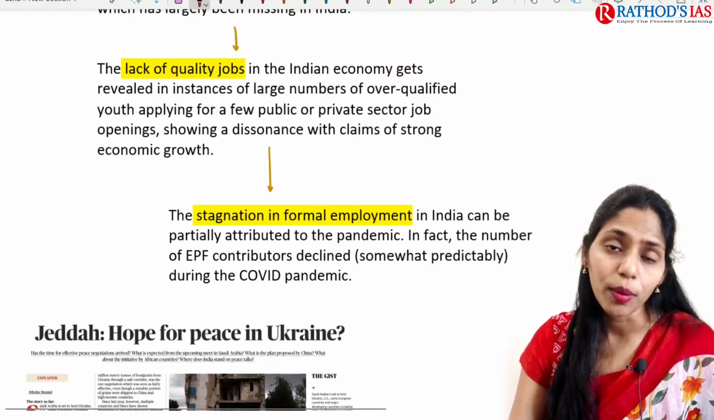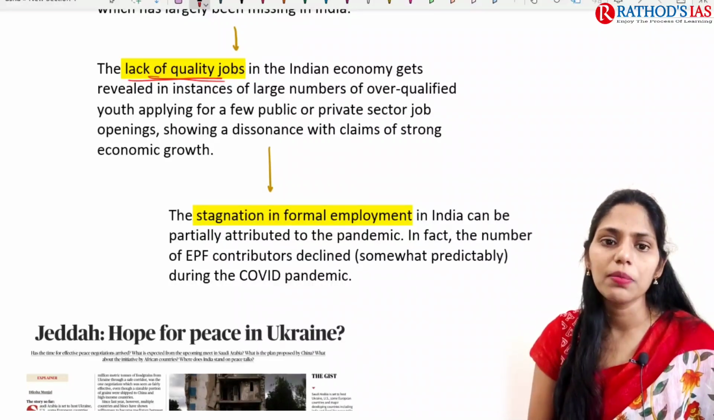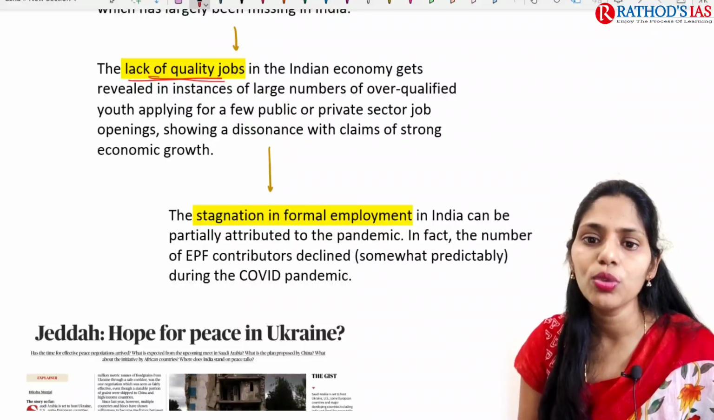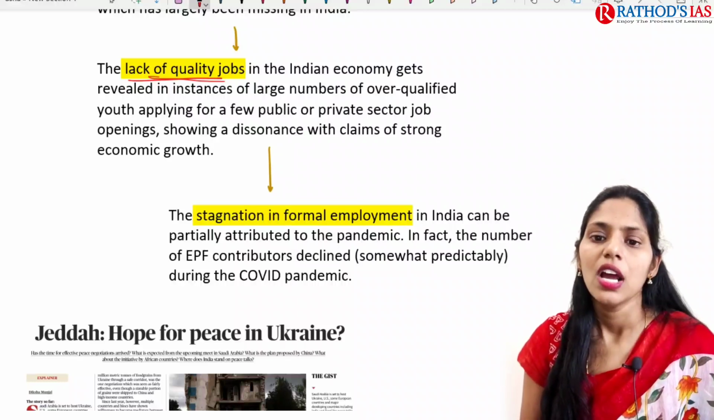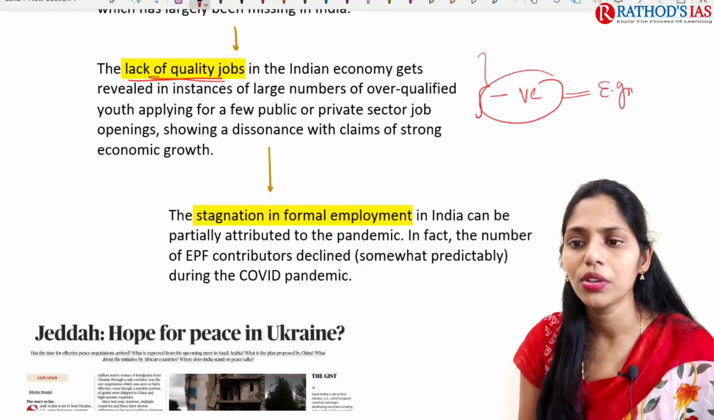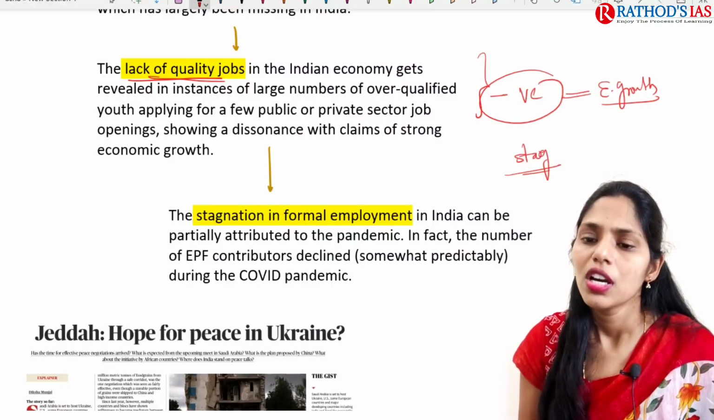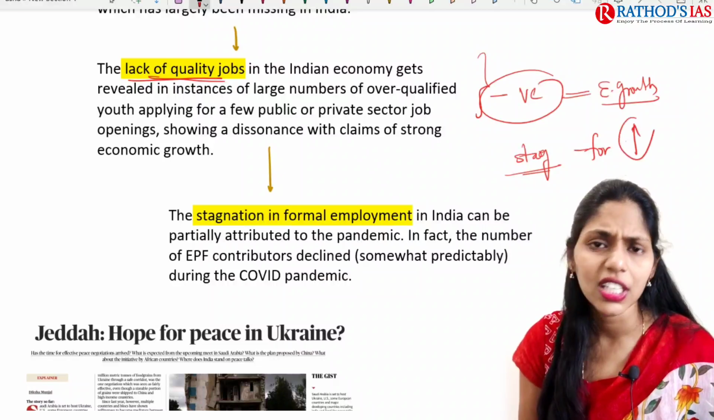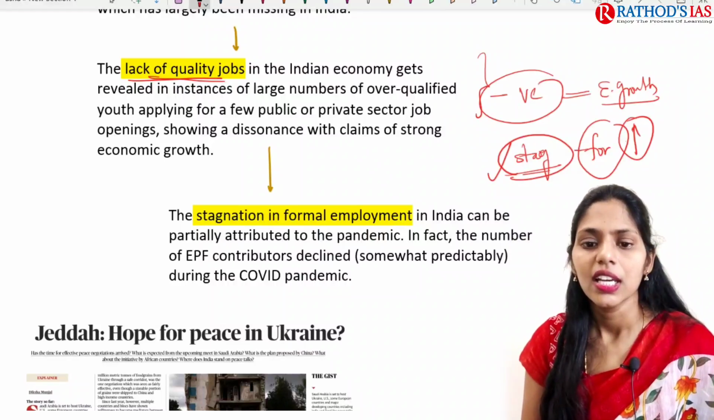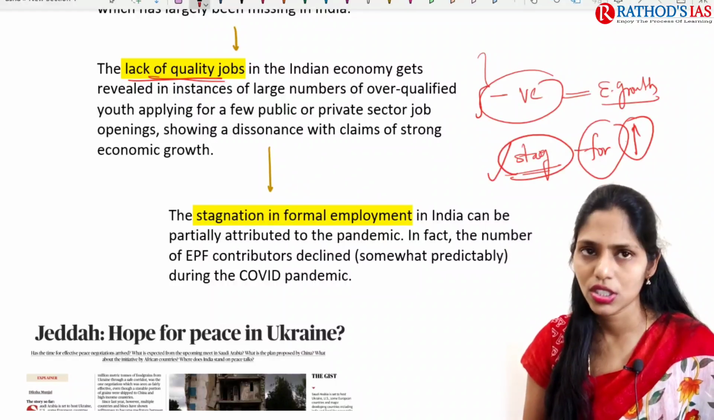And now we are facing a problem called lack of quality jobs. So there is a lack of quality jobs in the Indian economy. Because of this, a large number of overqualified youth are applying for the few public or private sector jobs, and because of this, what happens? We will face a negative impact on our economic growth, and we can also see stagnation. There is a decrease of formal employment. So population is increasing on one side, and when job opportunities are stagnant, that means we can see a decrease of employment opportunities in India. Okay, so this is about this topic.